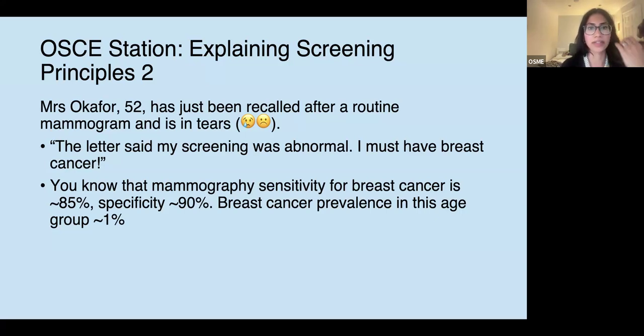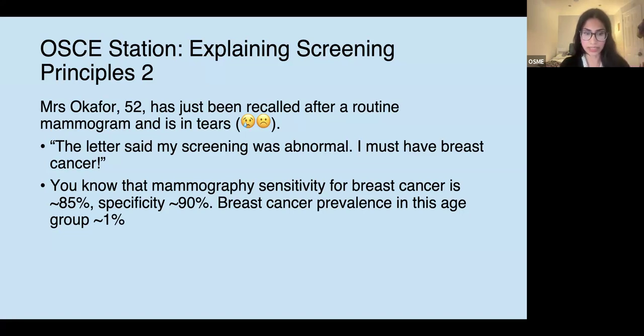So Mrs. Okafor, a 52-year-old female, has been recalled after a routine screening mammogram and she is sad. She's been told that the screening test is abnormal and she thinks she must have breast cancer. And the information that's been given to you outside the station is that the sensitivity for this test, mammograms, is about 85%. The specificity is 90%, and the prevalence in this age group is about 1%.